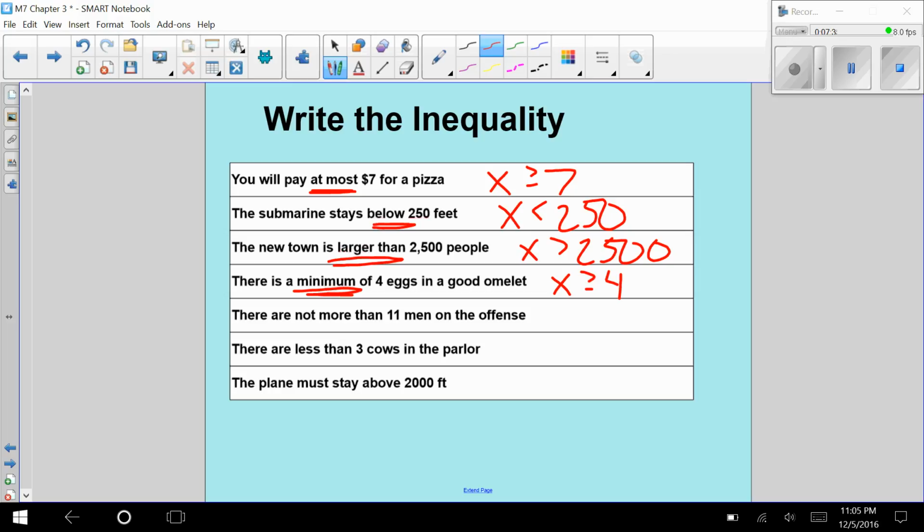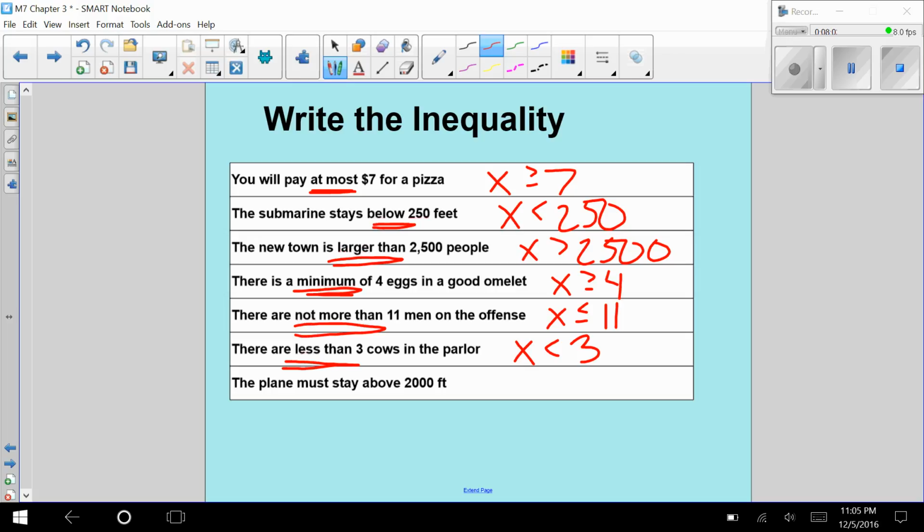There are not more than 11 men on the offense. Write down my variable. My important number is 11. Not more than translates to a less than or equal to symbol. So my answer is X is less than or equal to 11. There are less than 3 cows in the parlor. Write down my variable, X. My important number is 3. Are less than, so it's a less than, so X is less than 3.